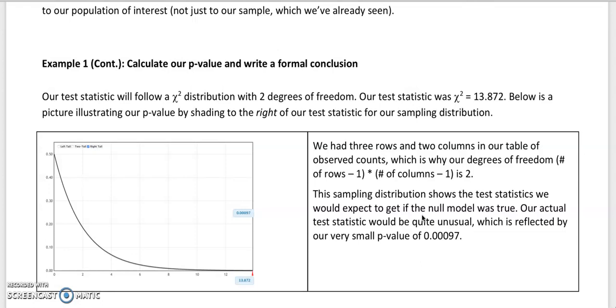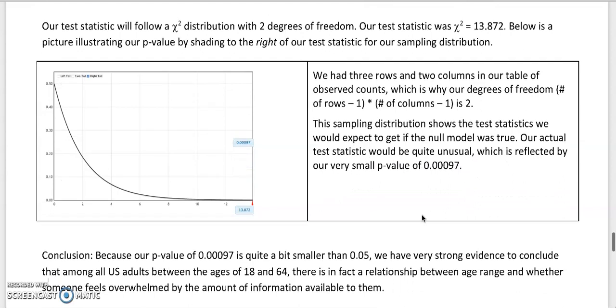But essentially we're saying that if there's no relationship between age range and whether or not people feel overwhelmed by the amount of information available, this would be really unusual. This would be really surprising if these two things are not related. So, because our p-value is quite a bit smaller than 0.05, that means we have very strong evidence to conclude that there is a relationship between these two variables.